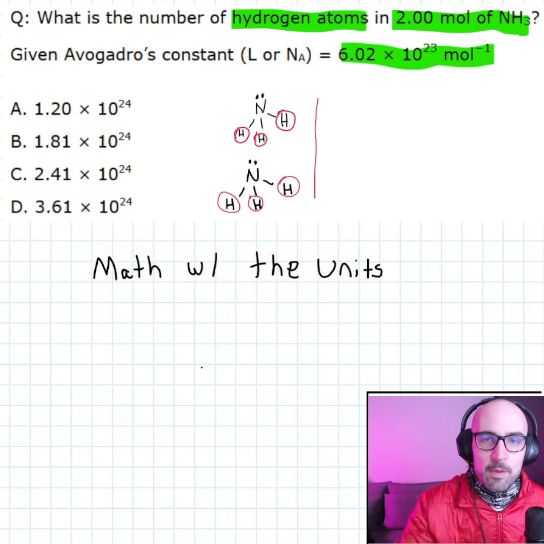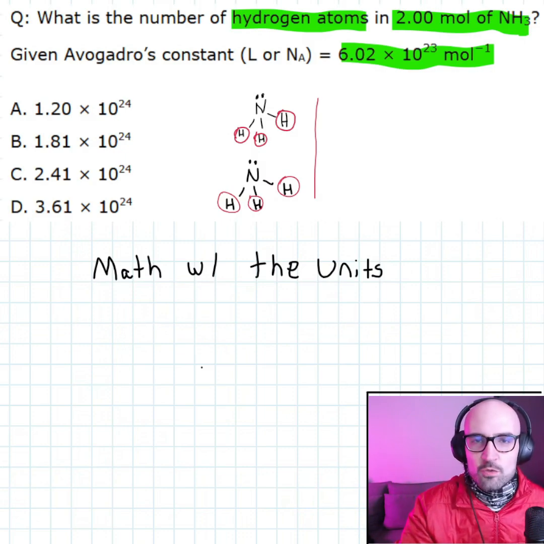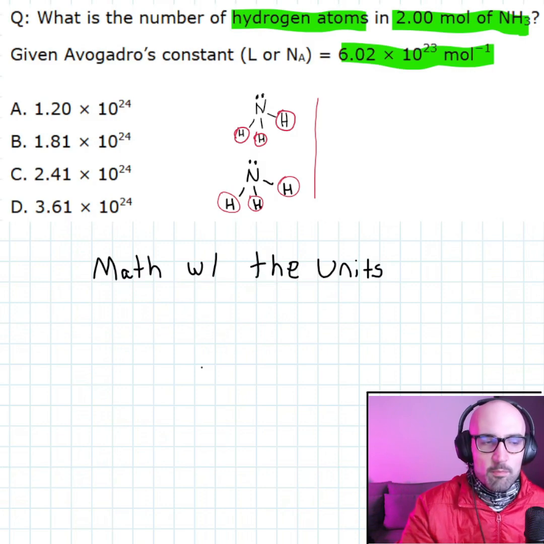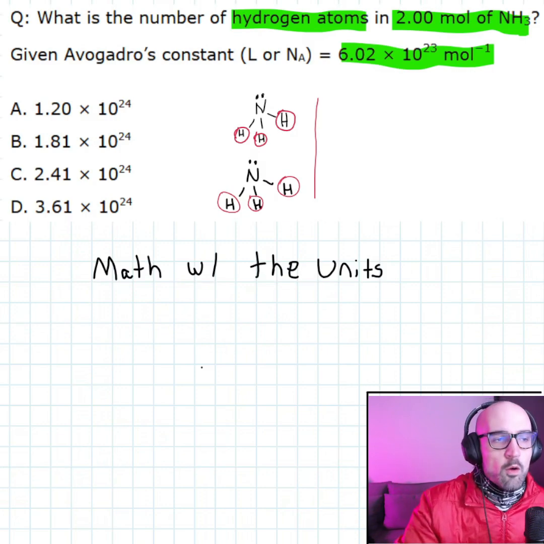Today, I brought you a paper 1A style question. It's a stoichiometry and dimensional analysis question, and I'm going to teach you something that I taught my students called math with the units when you're doing dimensional analysis. So let's read the question real quick. What is the number of hydrogen atoms in 2 moles of NH3, and it gives you the Avogadro's constant?